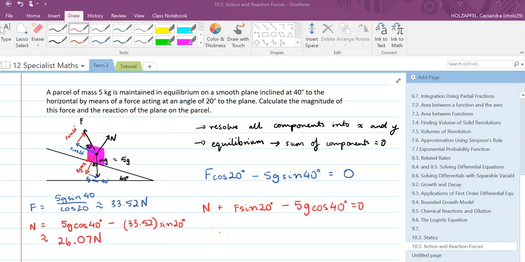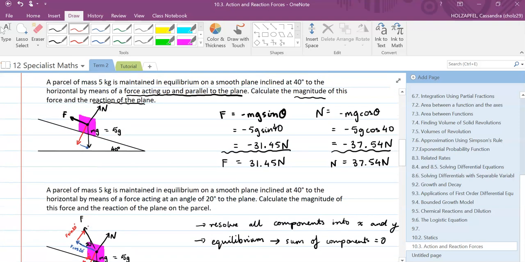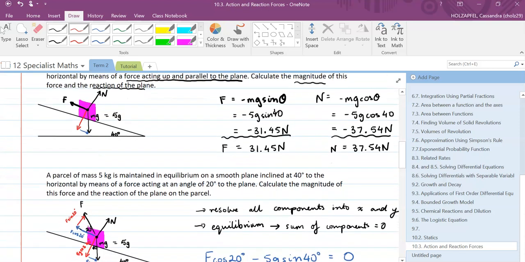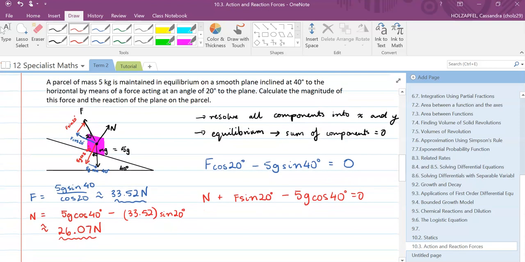Okay, so our value for F ended up being about 33.5 newtons, and our value for our normal force ended up being about 26.07 newtons. This seems pretty reasonable to me, because if we think about it, this force that's acting here is going to weaken my normal force. It's taking on some of the load of my normal force. So if we scroll back up and compare that to the last question, the value of that normal force was about 37.54. So that seems pretty reasonable to me.